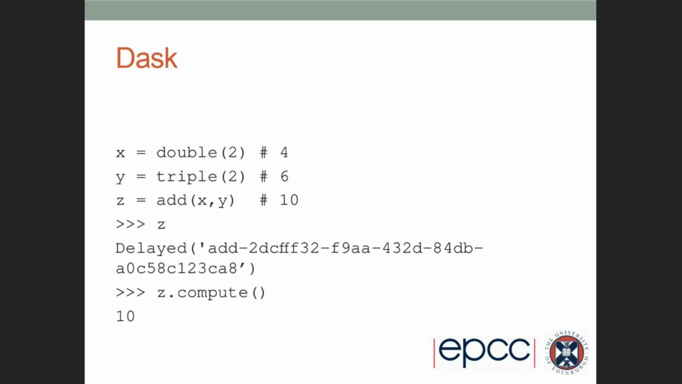You write all the functions that you want to happen first. They get built into a graph, and then only when compute is called is the actual calculation done. So this isn't particularly useful in this example because going to the trouble of building a graph is wasting far more time than it would have taken just to calculate x, y, and z from the beginning.